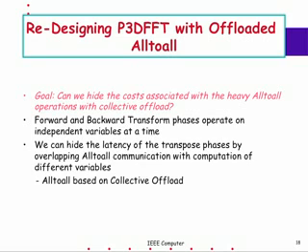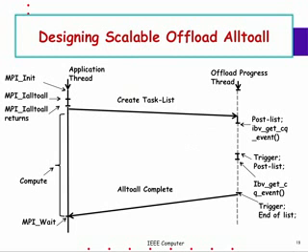Here the forward and backward transform phases operate on independent variables at a time. That means we can hide the latency of the transpose phases by overlapping all-to-all communication with computation of different variables. And if we can do that all-to-all based on the collective offload, that gives us a lot of flexibility to carry out this overlap.